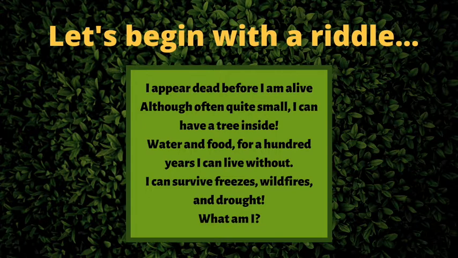I appear dead before I am alive. Although often quite small, I can have a tree inside. Water and food for 100 years I can live without. I can survive freezes, wildfires, and a drought. What am I? See if your kids can guess what the riddle is referring to.